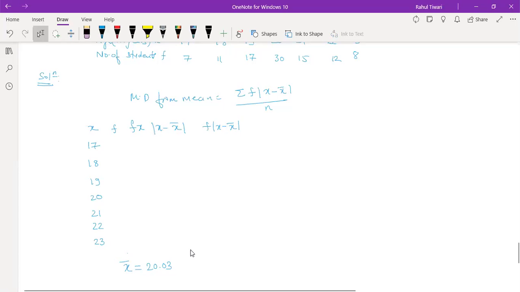So the total of f is going to be, I think, 100. You can calculate x bar. Once you calculate x bar, you can calculate this column. Then take the total. 19.83. Sorry, 19.8. 19 point. Just calculate and let me know the answer.